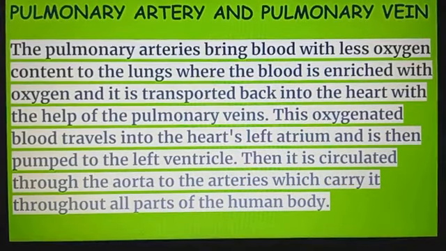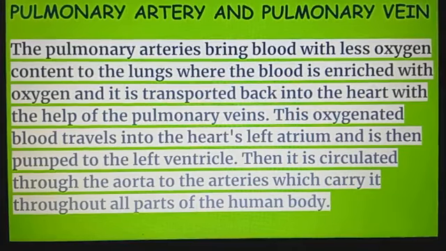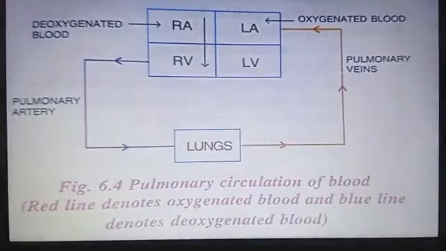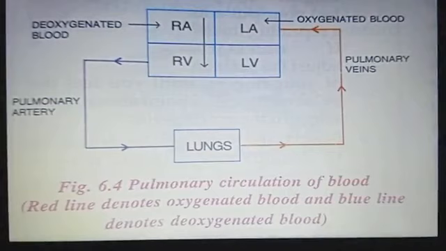Now, the next topic that we have to discuss is about the circulation of blood. How the blood is circulated inside our body. So, let me tell you, there are two main types of blood circuits which are seen in the human body. In the first type of circuit, the blood flows from the right side of the heart to the lungs.